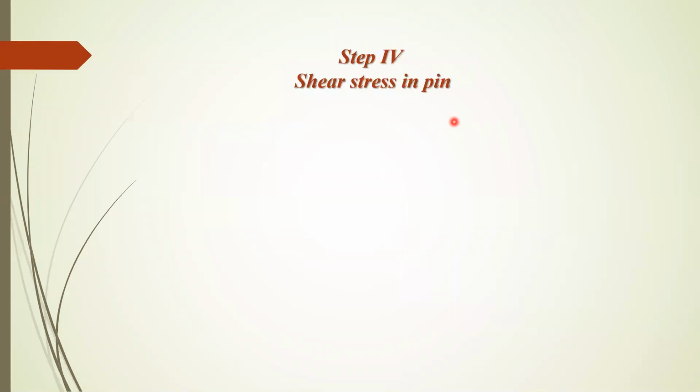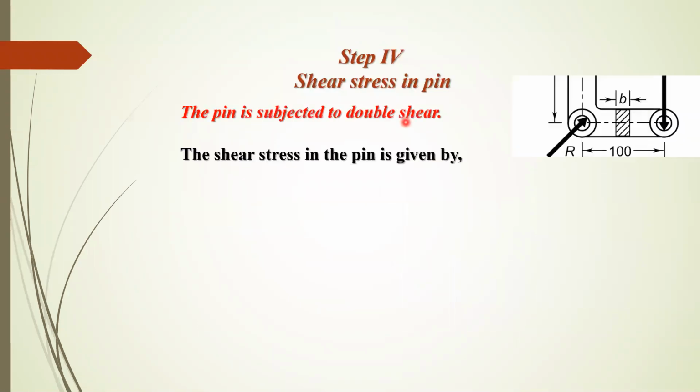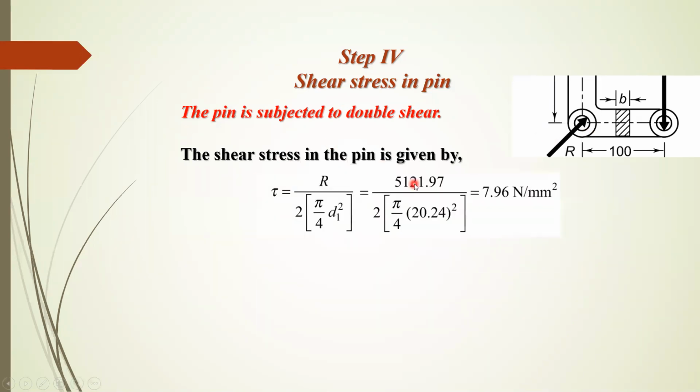Now in step number 4, we have to check the shear stress in the pin. How do we calculate the shear stress? You can see here, R is the load acting on the pin. The pin is subjected to direct shear stress, and it will be double shear, double direct shear stress. By a simple equation, it is force divided by the cross-sectional area of the pin. Force is R, and the cross-sectional area is pi by 4 D1 squared, the circular cross section. Here 2 is taken because the pin is subjected to double shear.